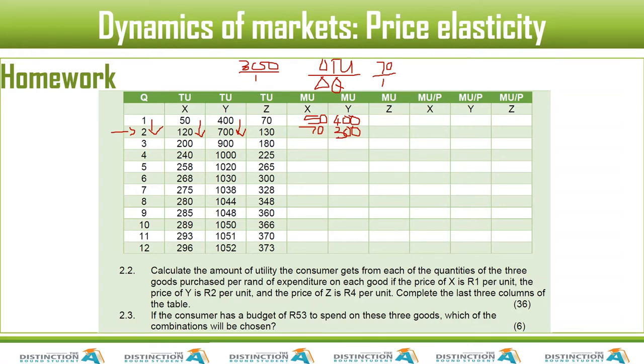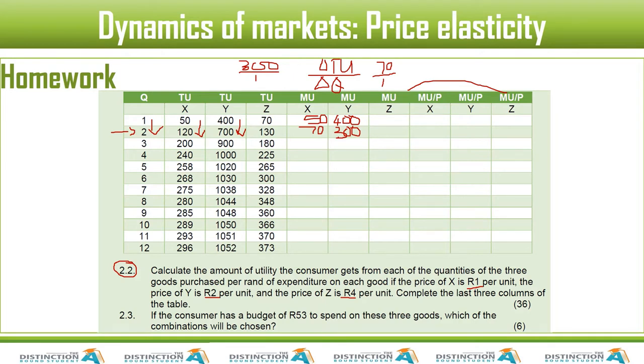Then we come to question number 2. Calculate the amount of utility the consumer gets from each of the quantities of the three goods X, Y, Z purchased per rand of expenditure on each good, if the price of good X is 1 rand, the price of good Y is 2 rand, and the price of good Z is 4 rand. So complete the last three columns, that would be from here to here, of the table.